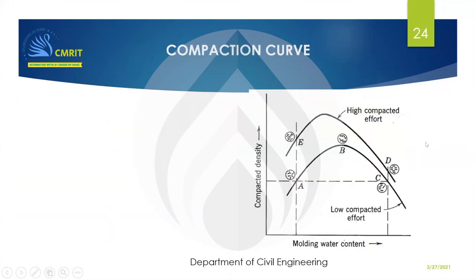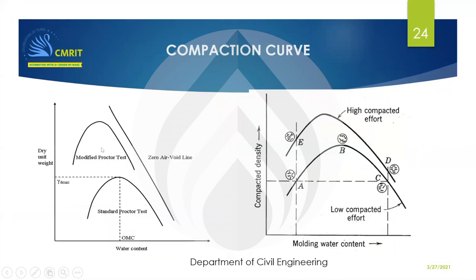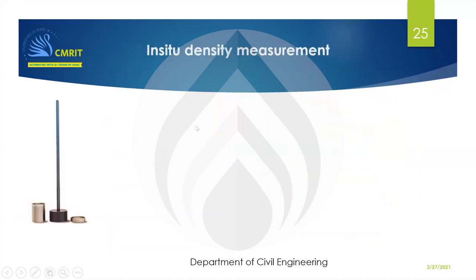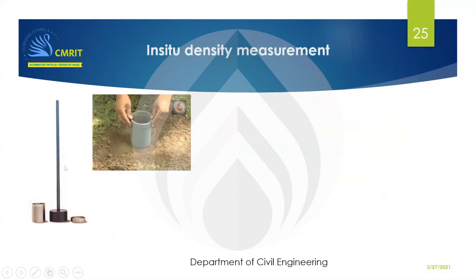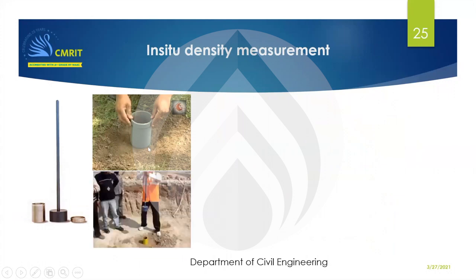So we can have a modified density as well as a standard density. Modified density is used for airports and things like that. And as I told you, the core cutter method. So this is how we do it in the core cutter method. We use this core. So this is very, very important even during the embankment construction.